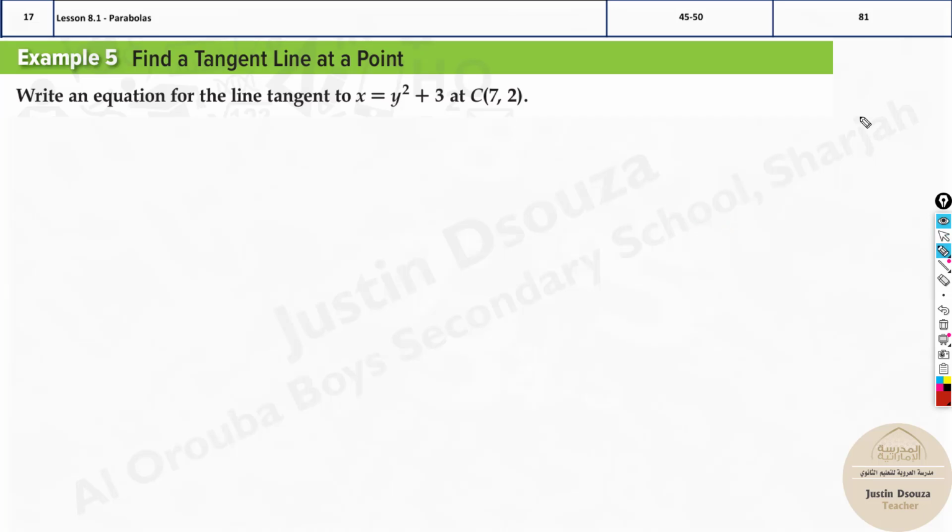I will solve two problems. One will be x is equal to y square, and one more will be y is equal to x square. Both are different types, and then all are the same repetition.